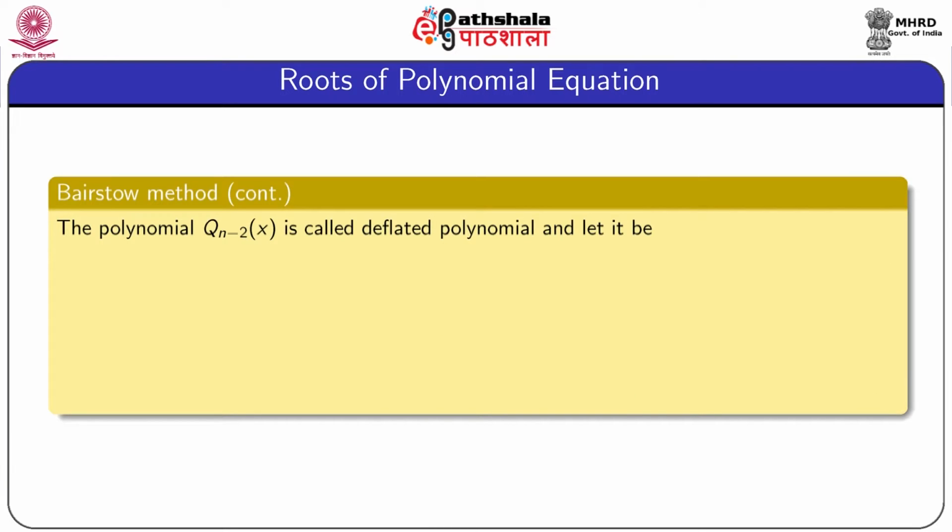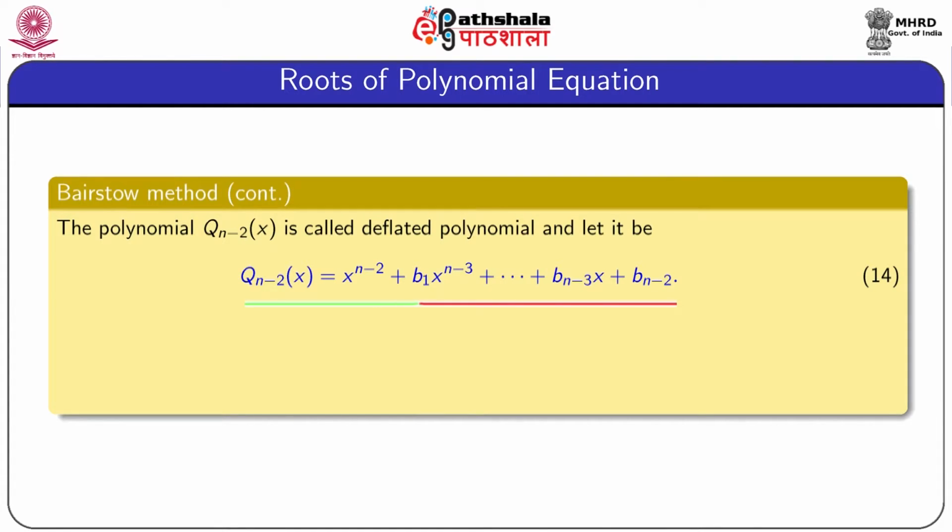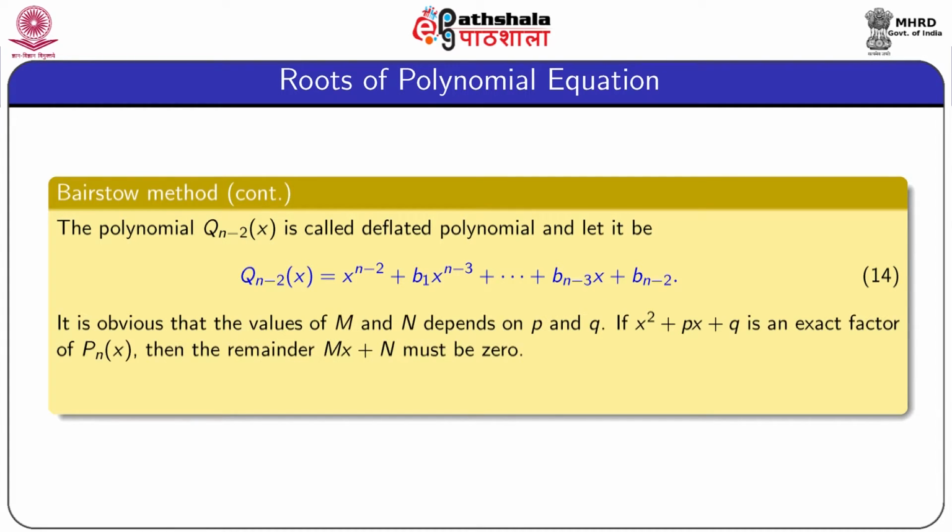The polynomial Qn−2(x) is called the deflated polynomial, and let it be of the form in equation number 14. That means this is a polynomial of degree n minus 2. It is obvious that the values of m and n depend on p and q.